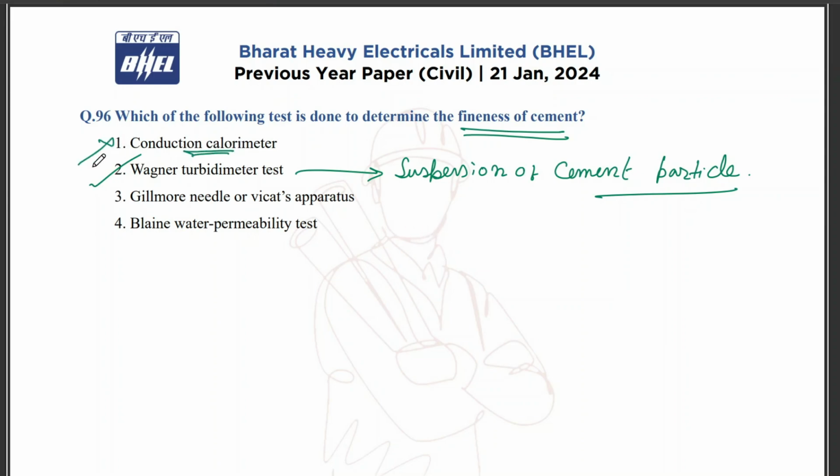Conduction calorimeter. It is used to measure the heat of hydration. Vicat apparatus. It is used to determine the setting time. And the last one is the Blaine air permeability test. It is used for fineness but works on air permeability, not light scattering.